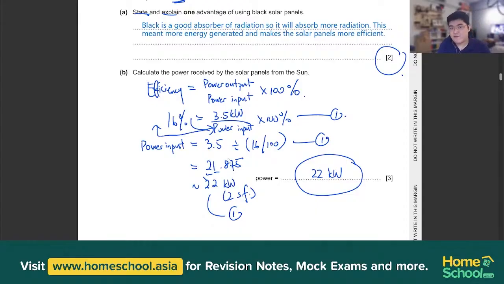Any number that is below 5, basically 0, 1, 2, 3, 4, we round downwards. And with 5, 6, 7, 8, 9, we round upwards. So we take the next number to the right of the significant figure. This is the number we are looking at. So 8 is greater than 5, so we need to round upwards. And that's why 21 becomes 22.